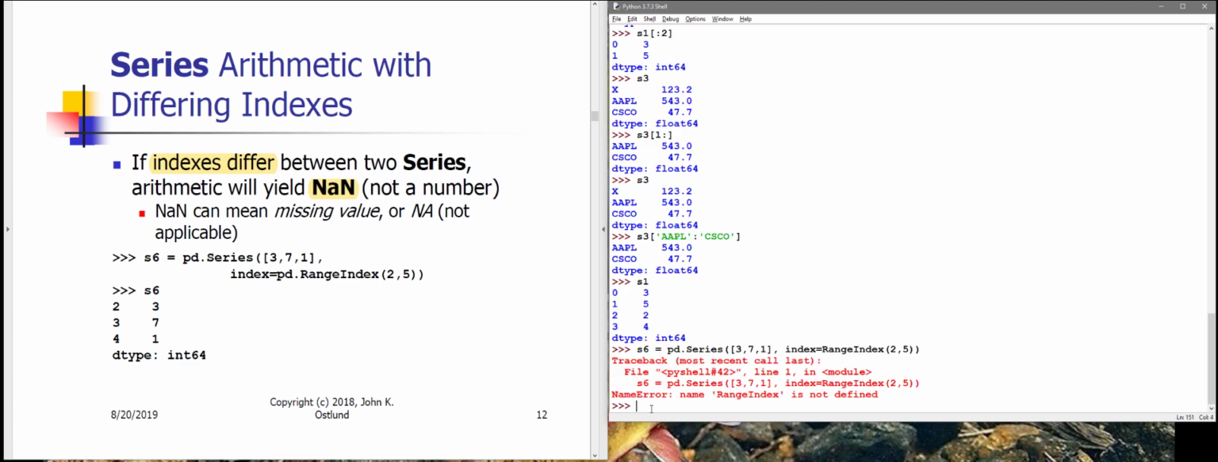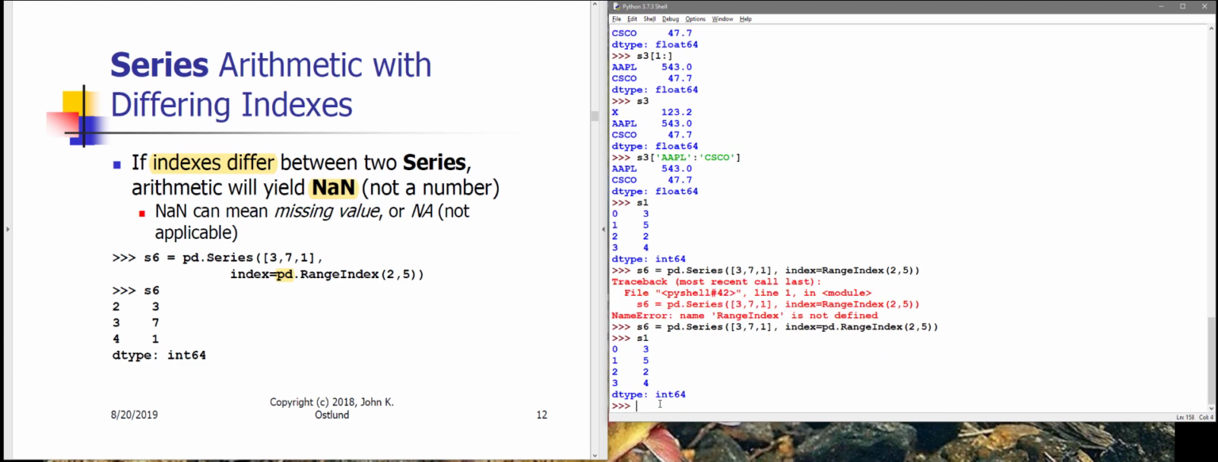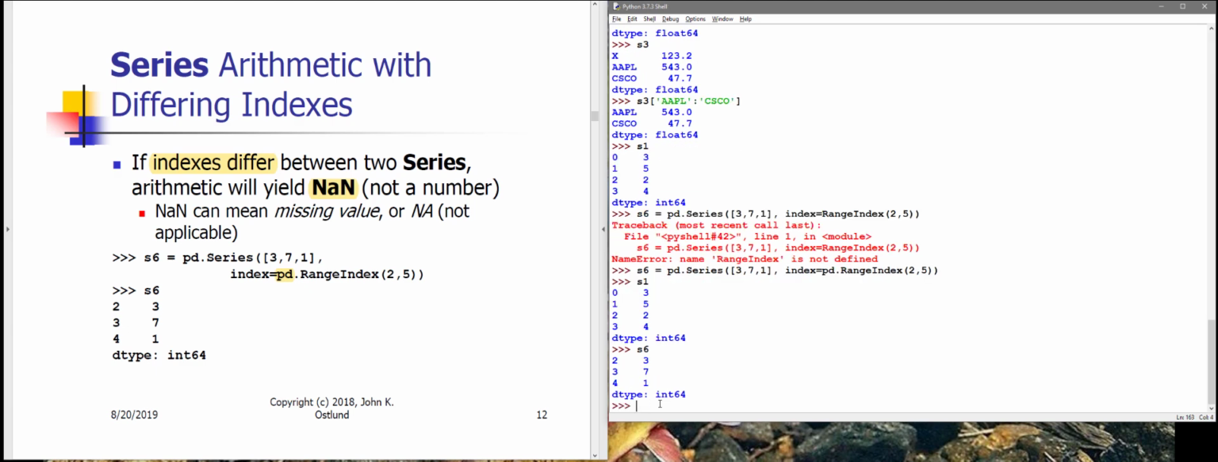Whoops. I forgot that I need to indicate that range index is part of the pd module, so let me patch that up. All right, so pd.RangeIndex. And now we're good. All right, so S1 has 4 values, indexes 0, 1, 2, 3, and S6 has 3 values, indexes 2, 3, and 4. All right, so the overlapping indexes are 2 and 3 in these series.